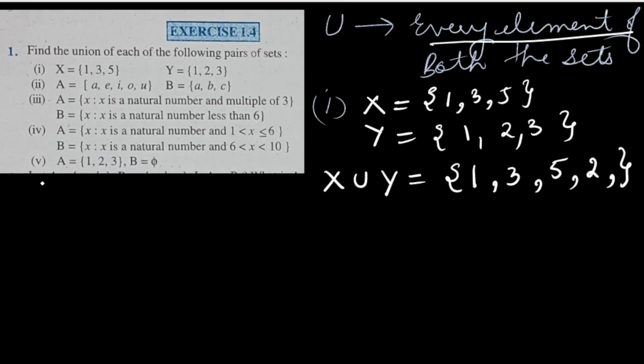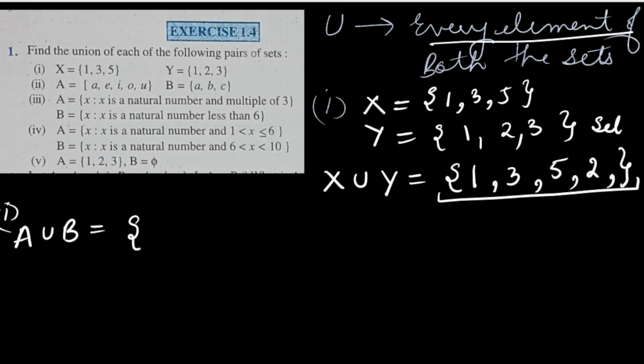Now the second part, A union B we have to find. We have to understand one thing here: whenever we are applying any operation, the result we are getting is also in the form of a set. This is a very important thing. If you are finding X union Y or X intersection Y, the resultant thing will also be in the form of a set only.